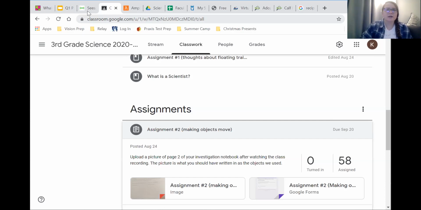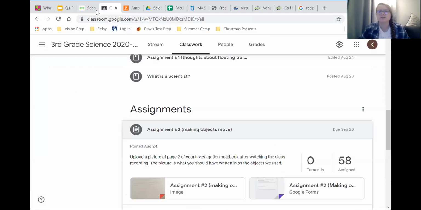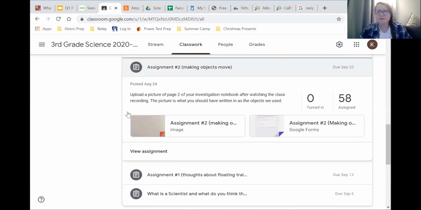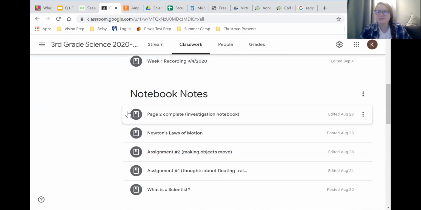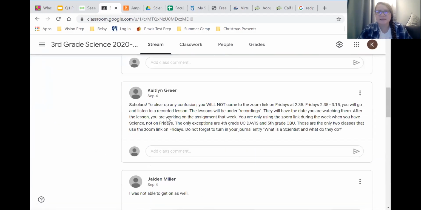So real quick, I want to talk about Seesaw. If you're third, fourth, or fifth grade, you're good. You don't do Seesaw. If you have any questions about turning in your stuff, taking a picture, or whatever, you can reach out to me on Google Classroom. I see a lot of you have already commented on stuff. I'm going to figure out how you can send a private message to me. But remember, you can also send me an email.